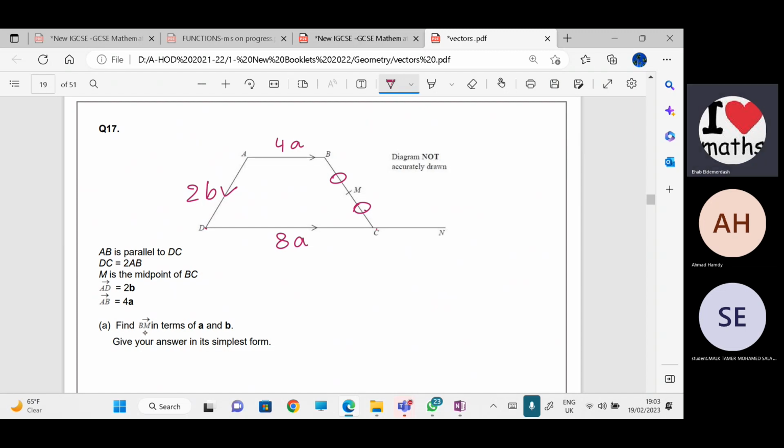Please focus with me. Who can tell me about BM in terms of A and B? In fact, in any question, if they are asking you for the half, if they give me the ratio, then this PM, I can translate as equal to half of PC. Am I clear? Are you with me or not? So here PM is half of PC.